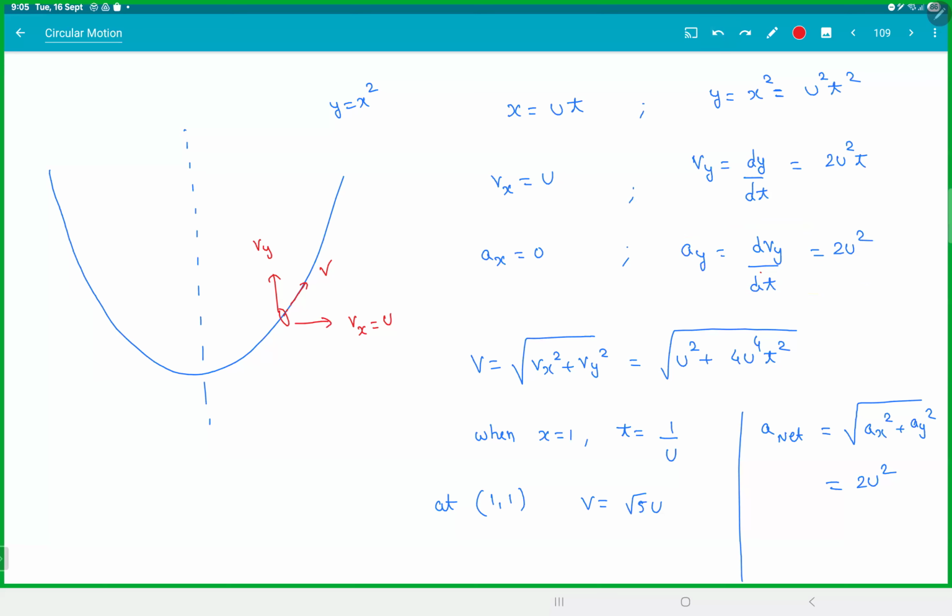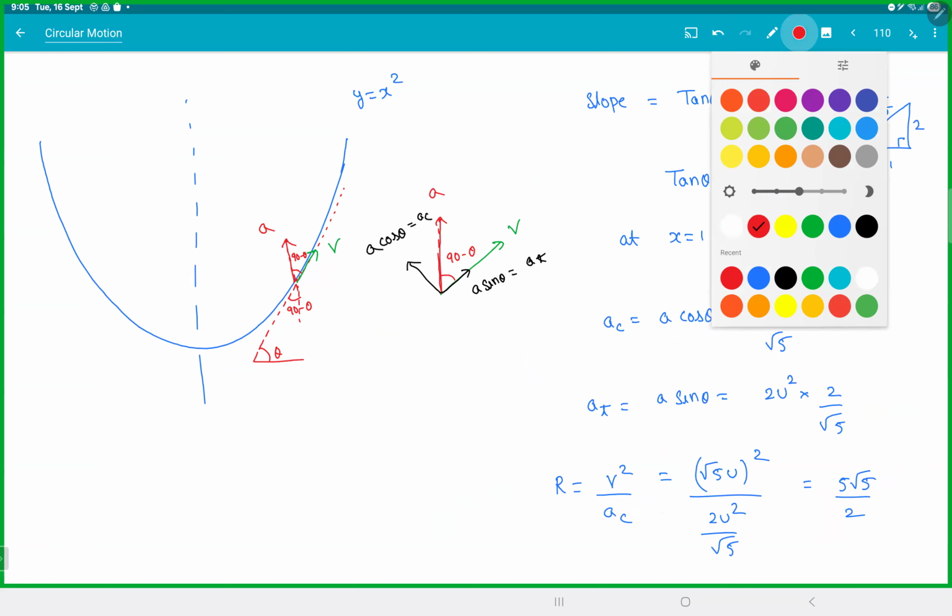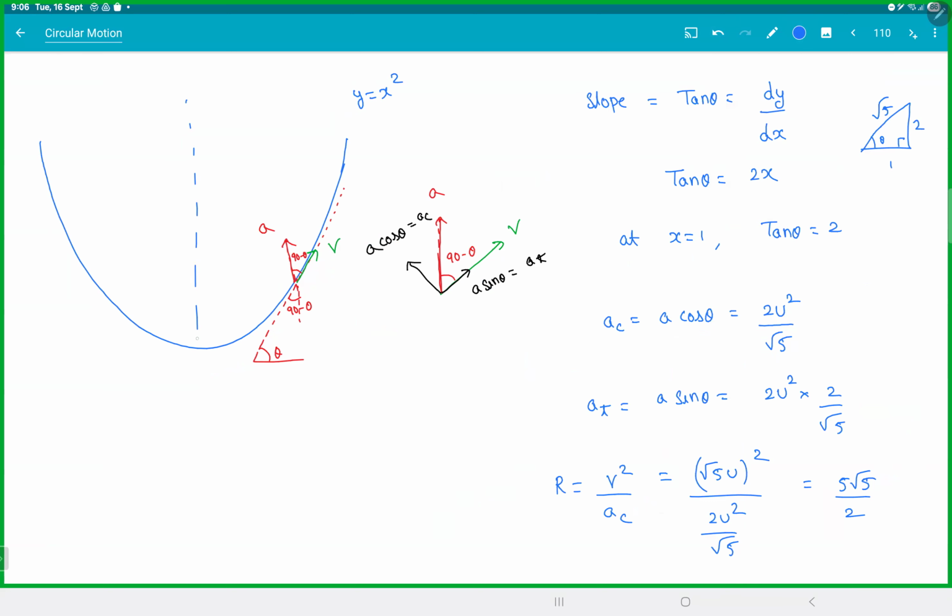I know the velocity, I know the acceleration. At (1, 1), I found the time. I found the speed when the particle is at (1, 1). I also found the acceleration when it is at (1, 1). Acceleration is in the vertical direction. Remember, velocity will always be tangential. Velocity is always tangential to the path. Once you got till there, you're done. Once you know v and u, you got everything.